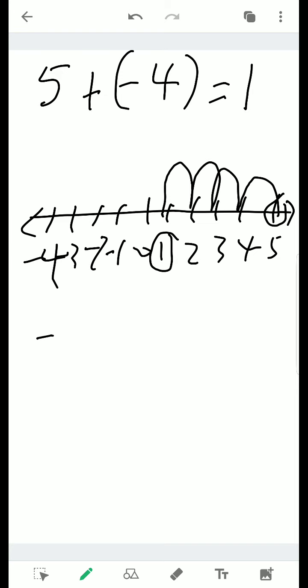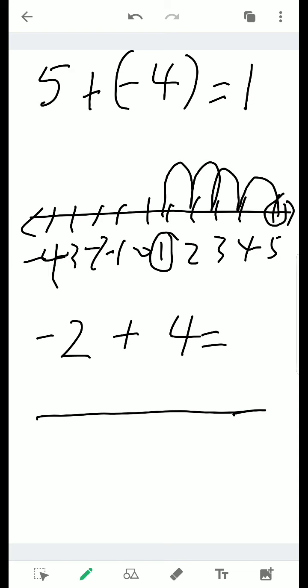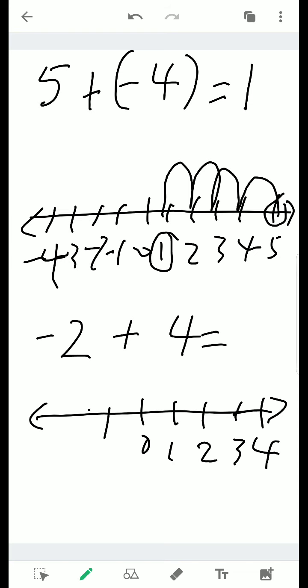Let's say neg 2 plus 4 will give us what? So you can use the number line again. You have the middle 0. So 1, 2, 3, 4 on the right. Then neg 1, neg 2, negative 3 on the left. So where is negative 2? Here, that's the first one you see.